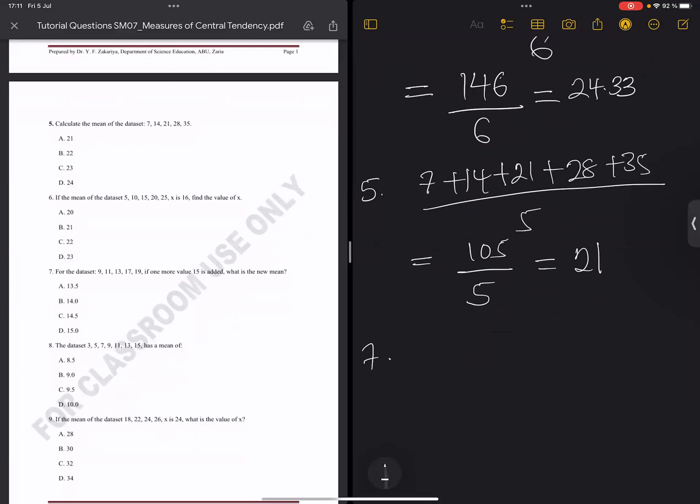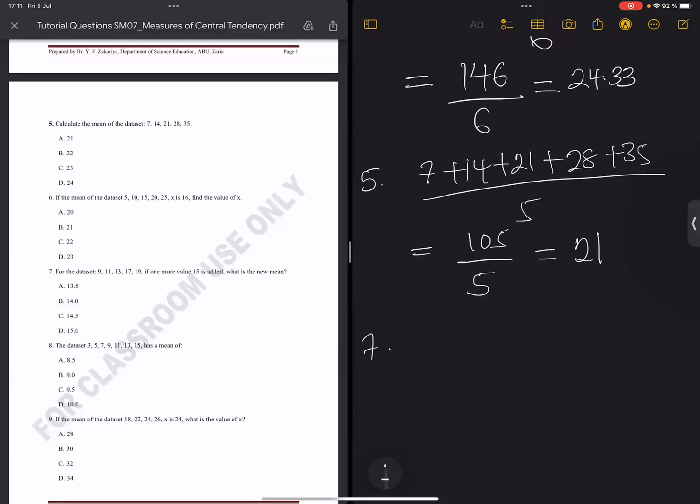Okay, look at this one. For the data sets 9, 11, 13, 17, and 19, if one more value, 15, is added, what is the new mean? This is just a simple way of asking you to find the mean of all the values you can see on the screen. You are given 5 numbers before, and if one more is added, what is the mean? Again, your mean is the sum of items divided by the number of items.